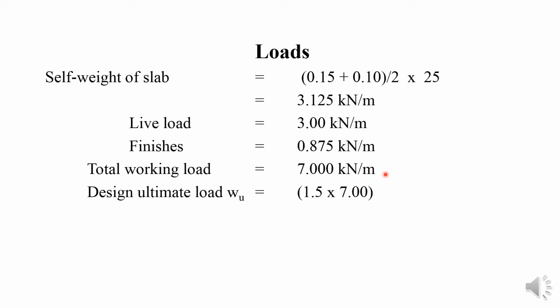So we have to find out the design ultimate load. Wu is equal to 1.5 into 7, that is the total working load. We will get a value of overall load on the slab as 10.5 kilonewton per meter.